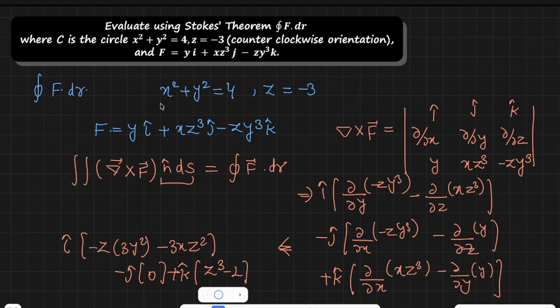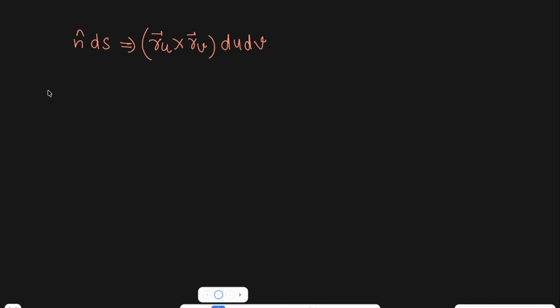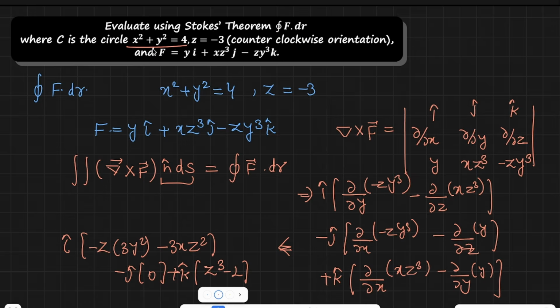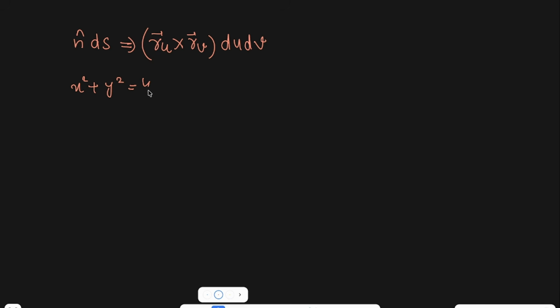So here the given curve is basically a circle, x square plus y square equals 4. In that case, I will simply replace x as u and y as v. It is a transformation, so we are converting into uv. Now replace with this, so it is basically u square plus v square equals 4.